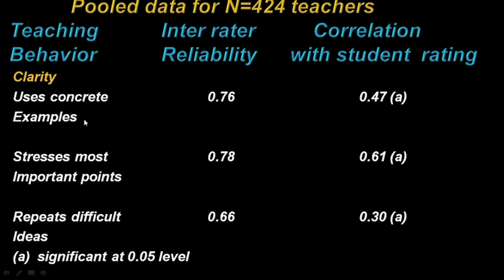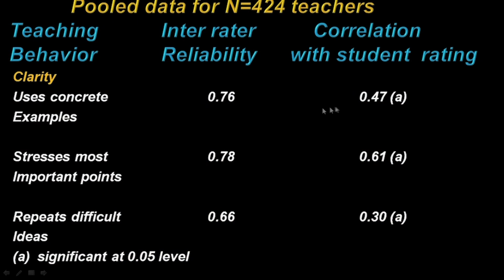Okay? How do I find that out? We find that out by putting in observers discreetly about 3 times in the semester in his class or in her class, and checkbox various items. One of those items is "uses concrete examples," and we find that the correlation with the student rating is 0.47.